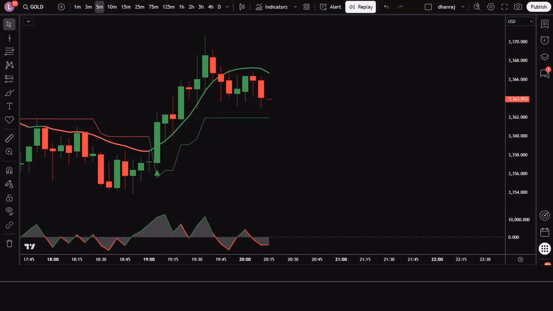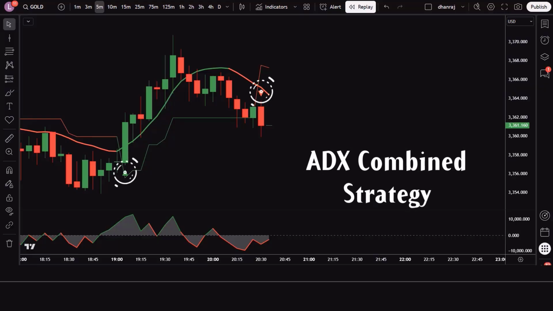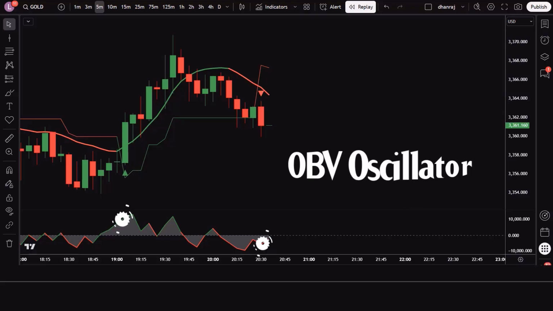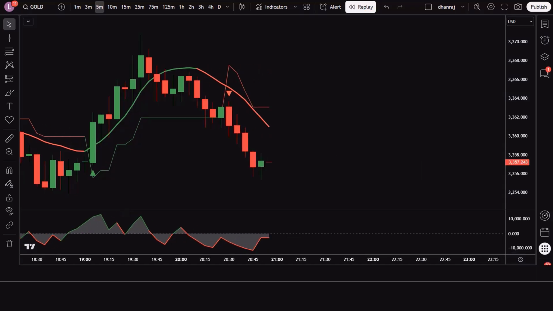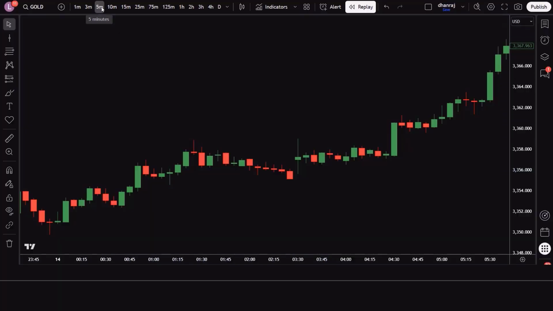First of all, let us know about trading tools. The buy and sell arrow indicator we see in the chart is called the ADX combined strategy indicator. The green and red line indicator we see in the chart is called the OBV oscillator indicator. Now we tell you how we want to trade. Let's start the video. We open the gold 5-minute chart.